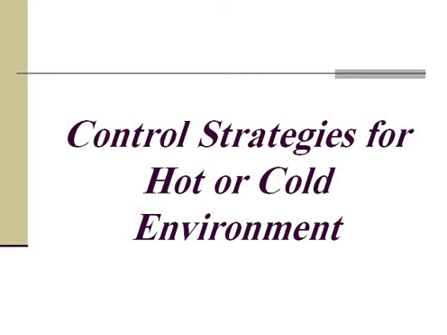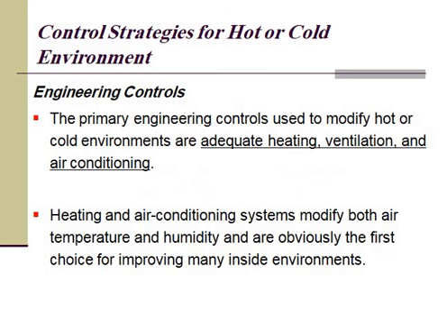Now, in this section, we'll talk about control strategies for hot or cold environments. We basically have two types of controls: engineering controls and administrative controls. For the engineering controls, the primary controls used include adequate heating, ventilation, and air conditioning in order to modify hot or cold environments. Heating and air conditioning systems modify both the air temperature and the humidity, and this is our first choice to improve the atmosphere inside any work environment.